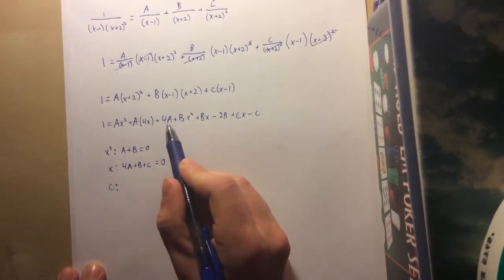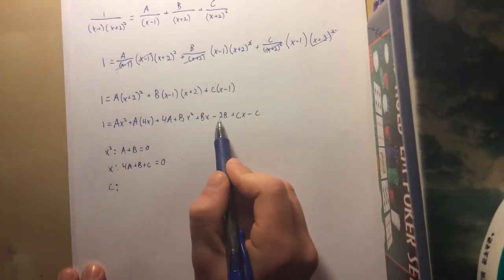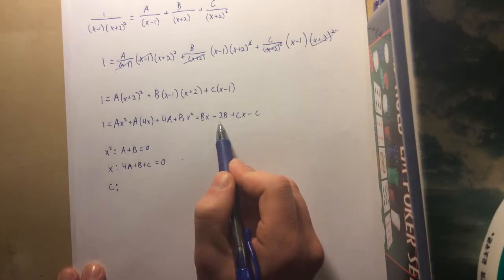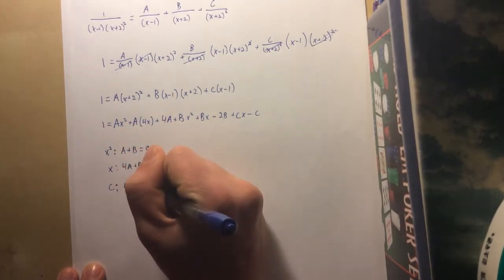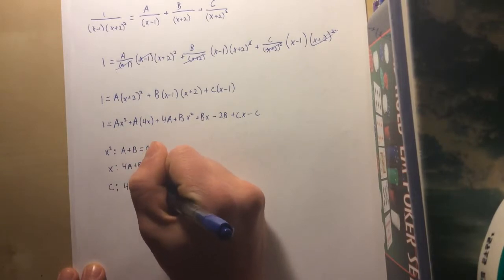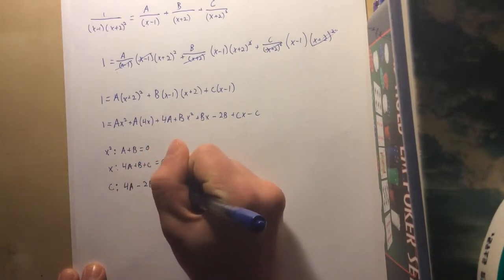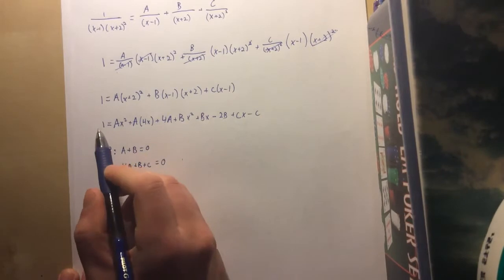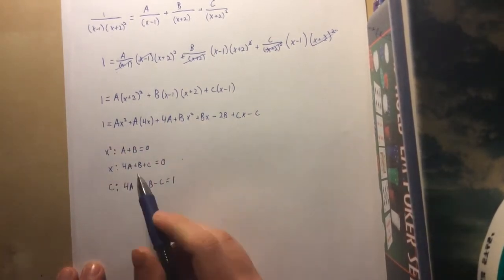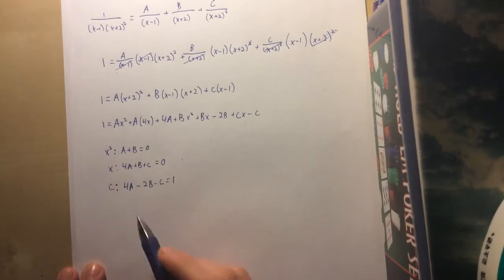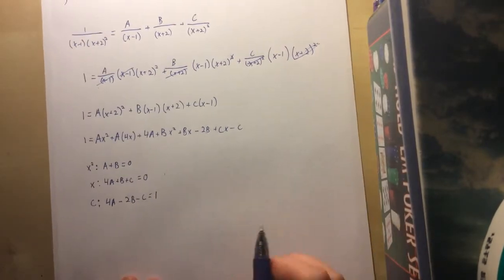Well, we have a 4a, negative 2b, and then a negative c. So 4a minus 2b minus c is equal to the constants on the left side, which is just this one right here. So now we have 3 equations and 3 unknowns, and you guys know how to do that.